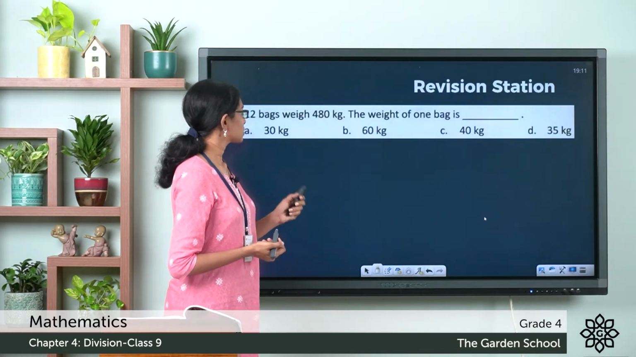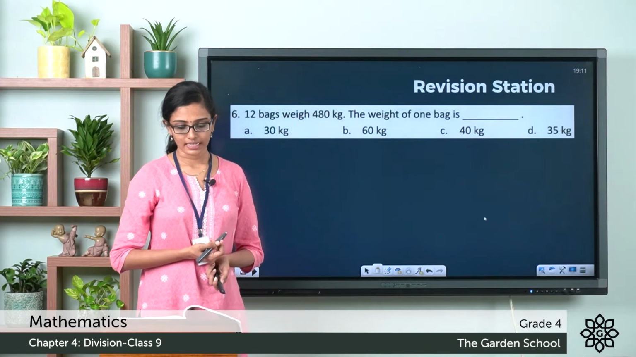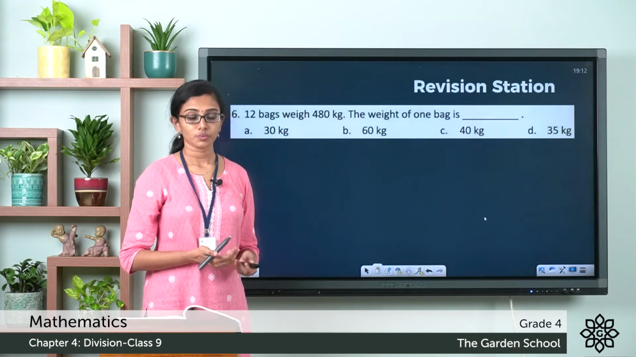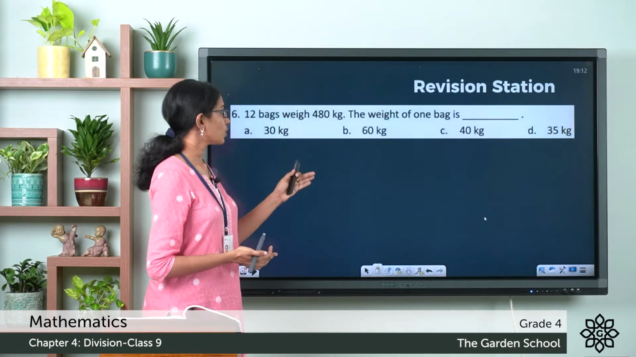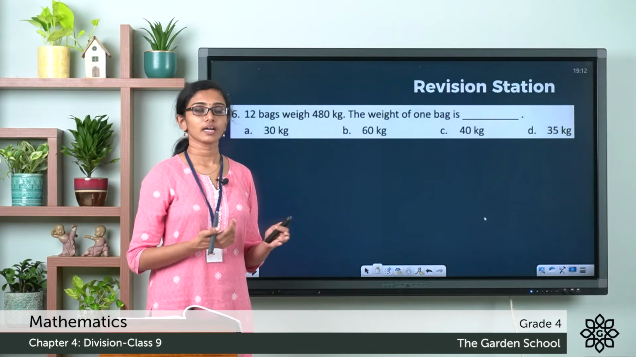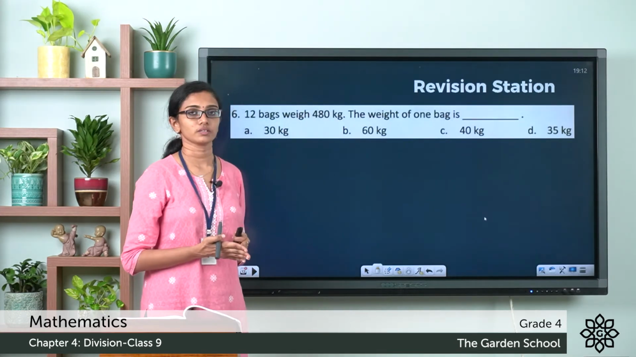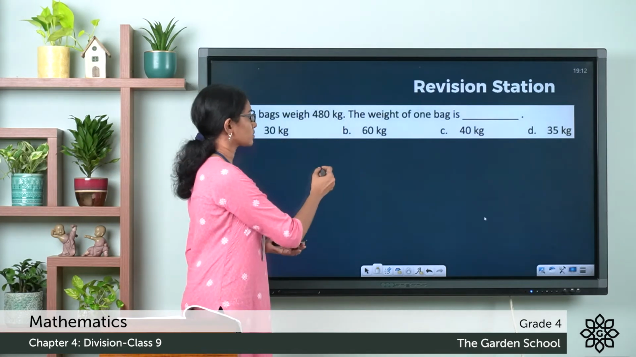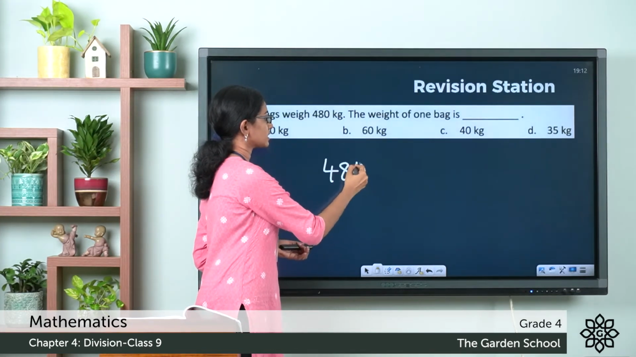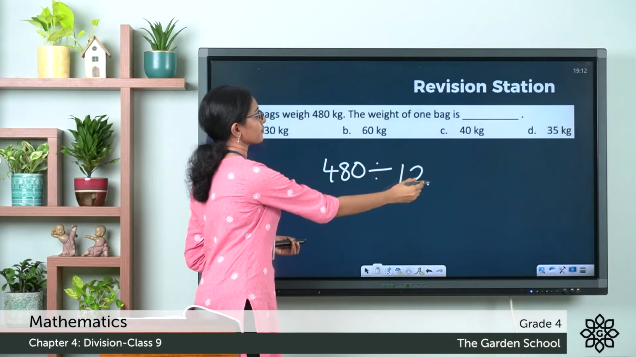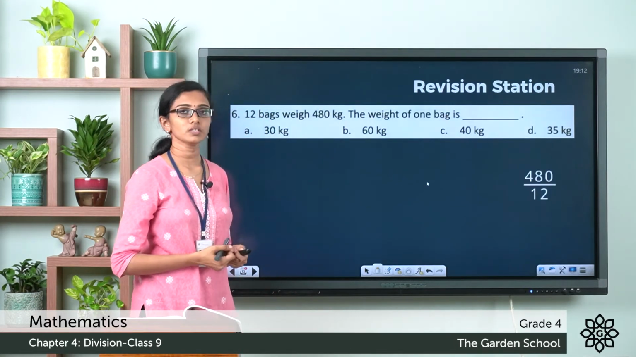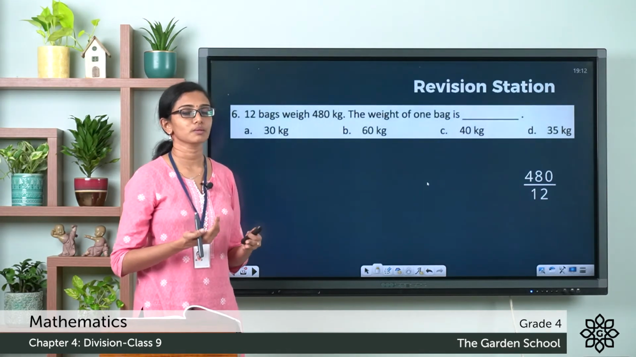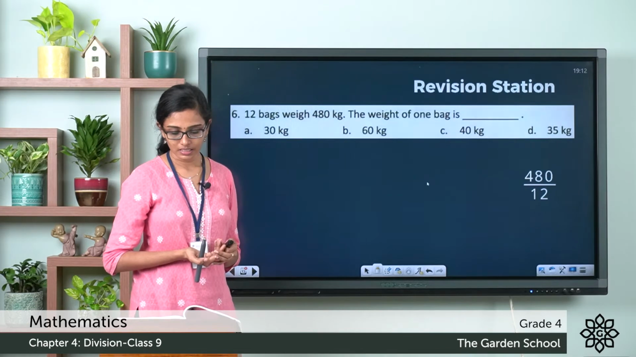It says 12 bags weigh 480 kilogram. The weight of one bag is. We know the total weight is 480 kilogram, and there are 12 bags in total. So how do we find the weight of one bag? That would be equal to 480 divided by 12. You can do this division by the long division method. If possible, cancel out the common factors and the division becomes easier. Now let's discuss the next question.